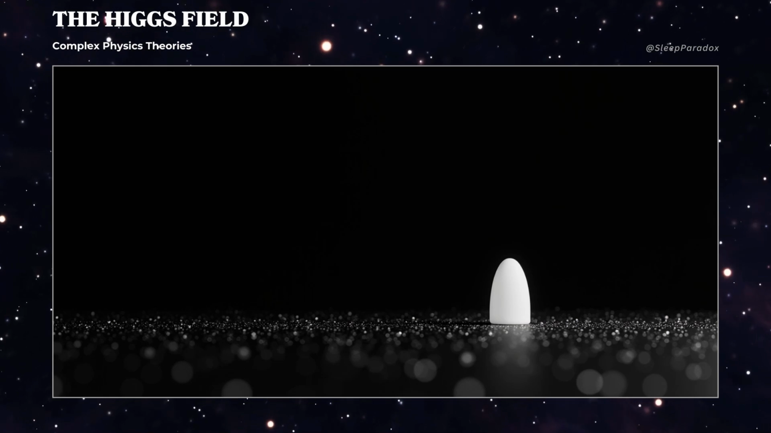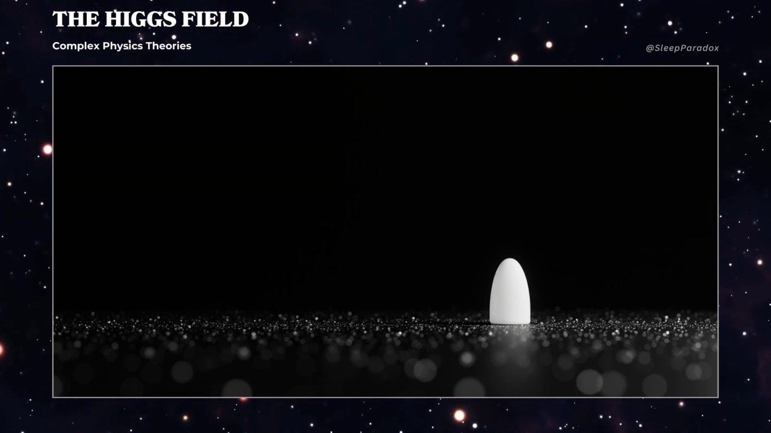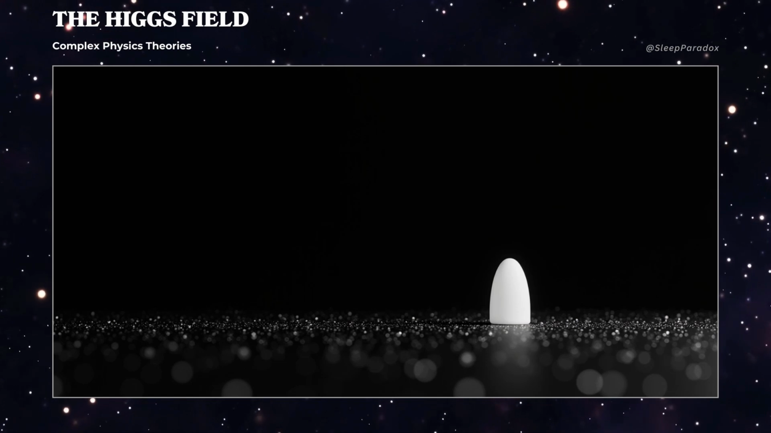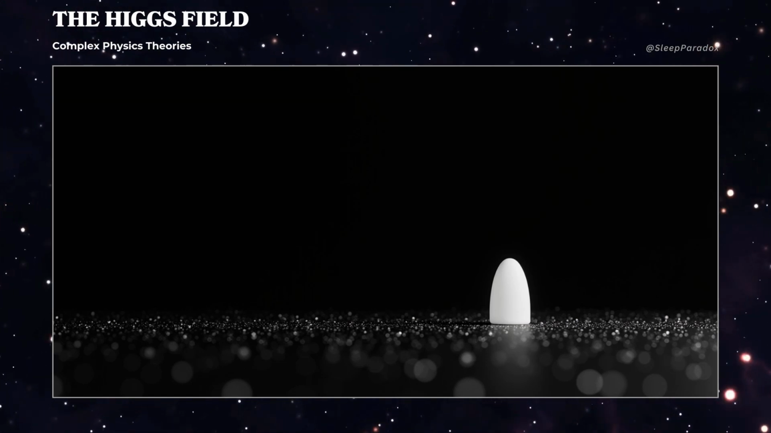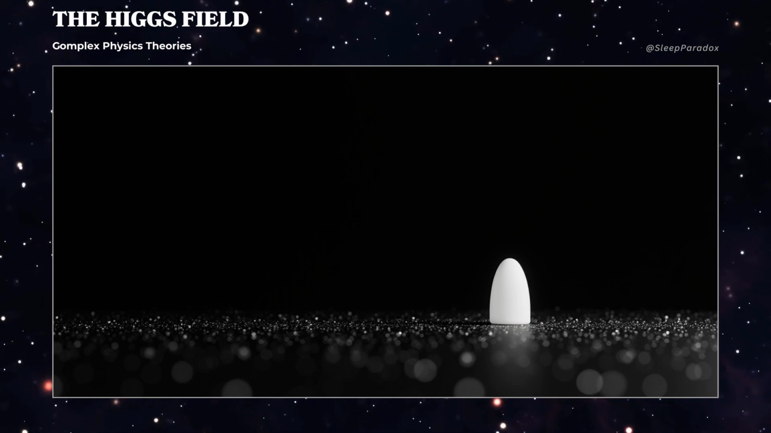The Higgs field. In the vast world of particle physics, understanding why particles have mass has puzzled scientists for decades. Enter the Higgs field, a critical concept that helps us unravel this mystery.